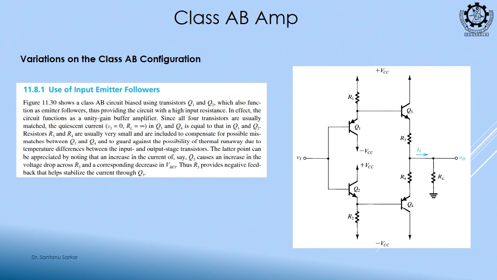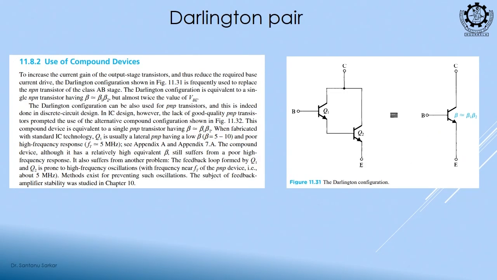Now, let us discuss compound power amplifiers or compound composition. So, we can have certain variations in class AB configurations, and here some resistances R3 and R4 are included, and this is important, this is a Darlington pair. Have you heard this term, Darlington pair?